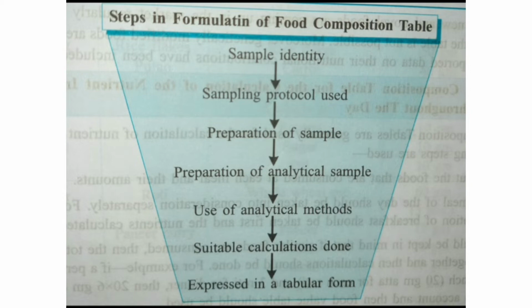After that, what are the objectives of this table? The primary objective of the compilers of the food composition table is to produce a database that meets the needs of the user. The needs of the users means it can be used for calculation of nutritive value of food, or for the formulation of a diet chart, or any other purposes.